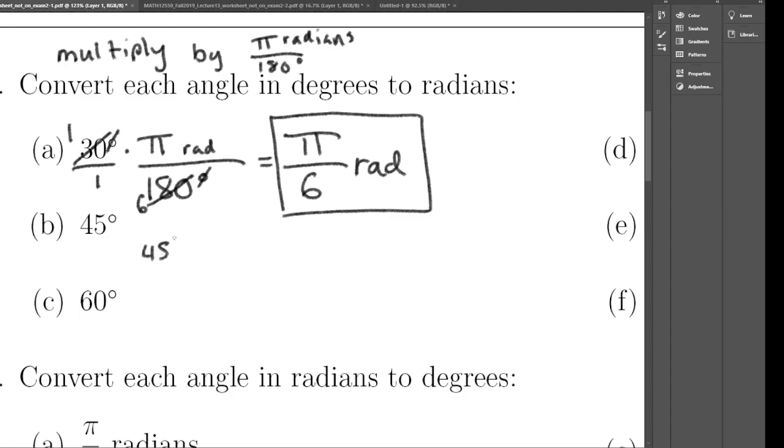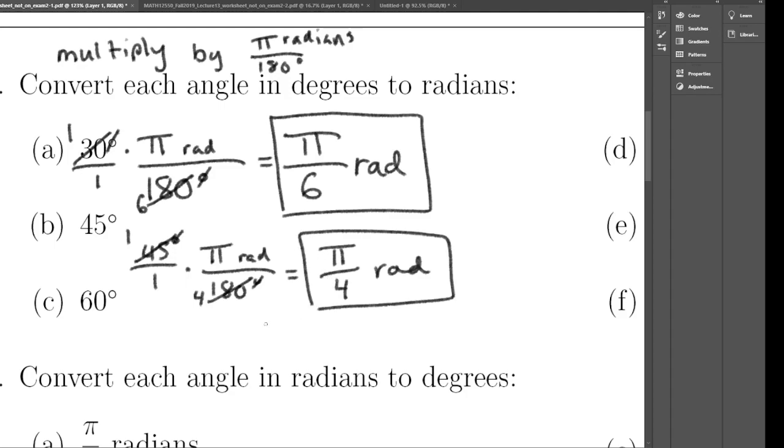So here we've got 45 degrees over 1 times pi radians over 180 degrees. You don't always need to write the units while you're doing it, but I find the first few times it does help to keep track of it. Again, you can see your degrees cross off and your radians are left on top, so your answer will be in terms of radians. Again, 45 and 180 have a common factor. Actually, sorry, no, 45 goes into 180. They have a common factor of 45. 45 times 4 is 180, so this simplifies to pi over 4 radians.